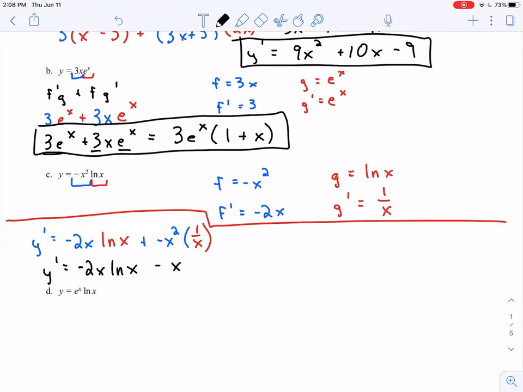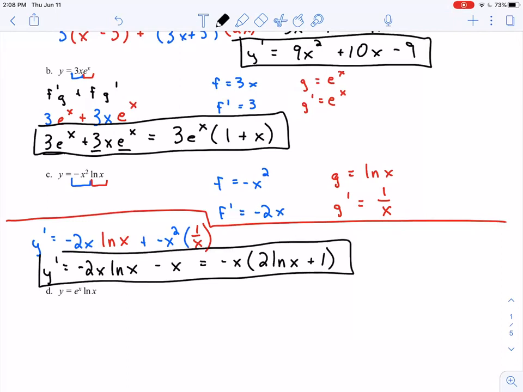We could leave our answer like that, or we could factor out a common factor of x, or even let's factor out a negative x just to make it look a little bit nicer. And that will leave me with 2 natural log x plus 1. So again, either one of these would be perfectly fine as your solution. I don't care whether or not you're factoring these out, but I do think it's a good idea to start practicing these now.